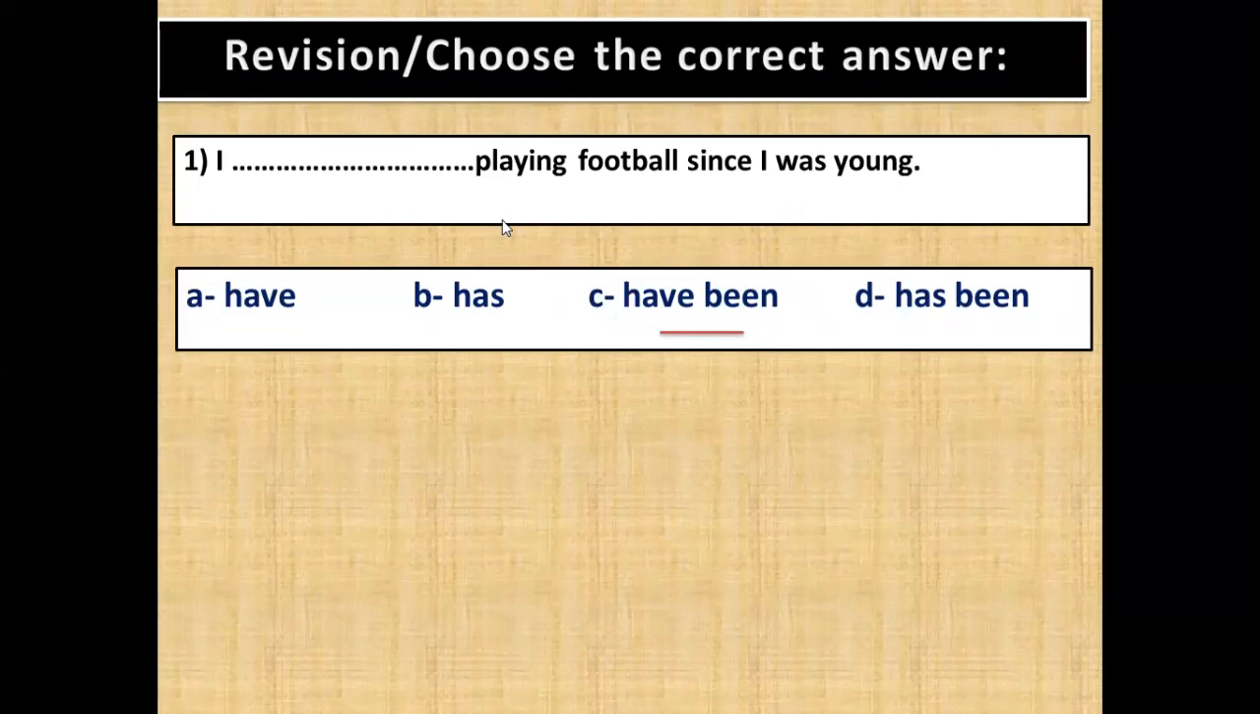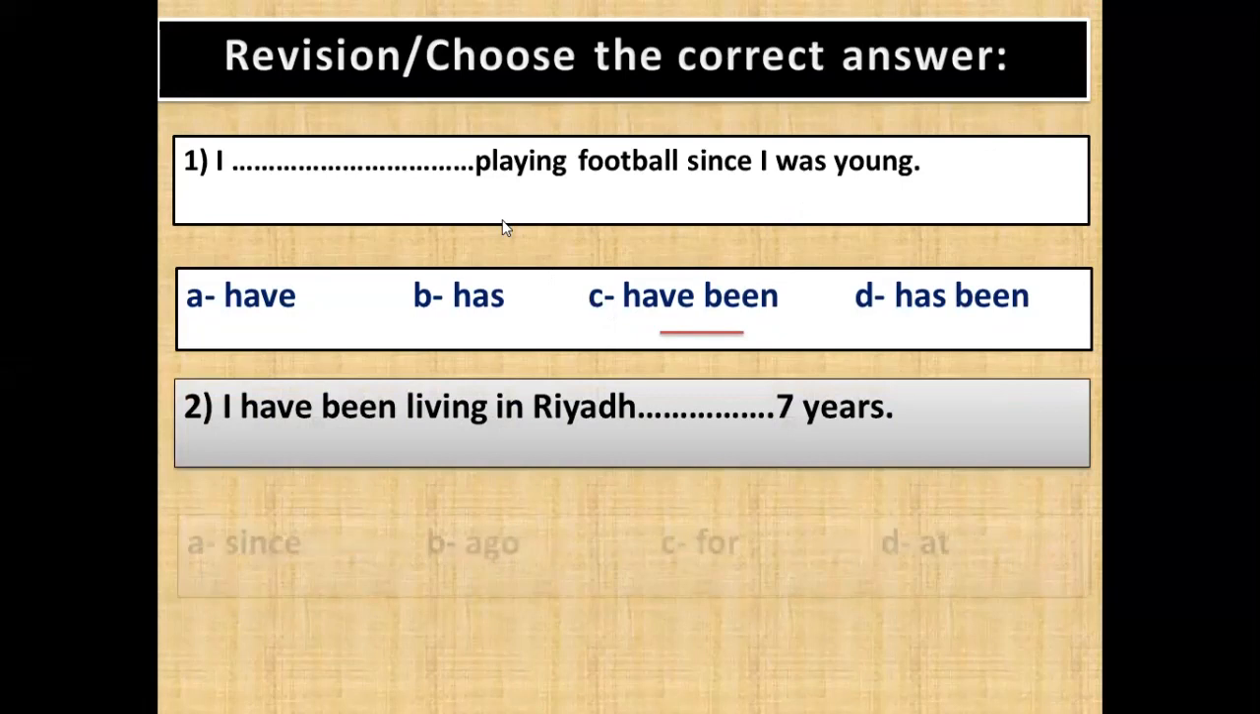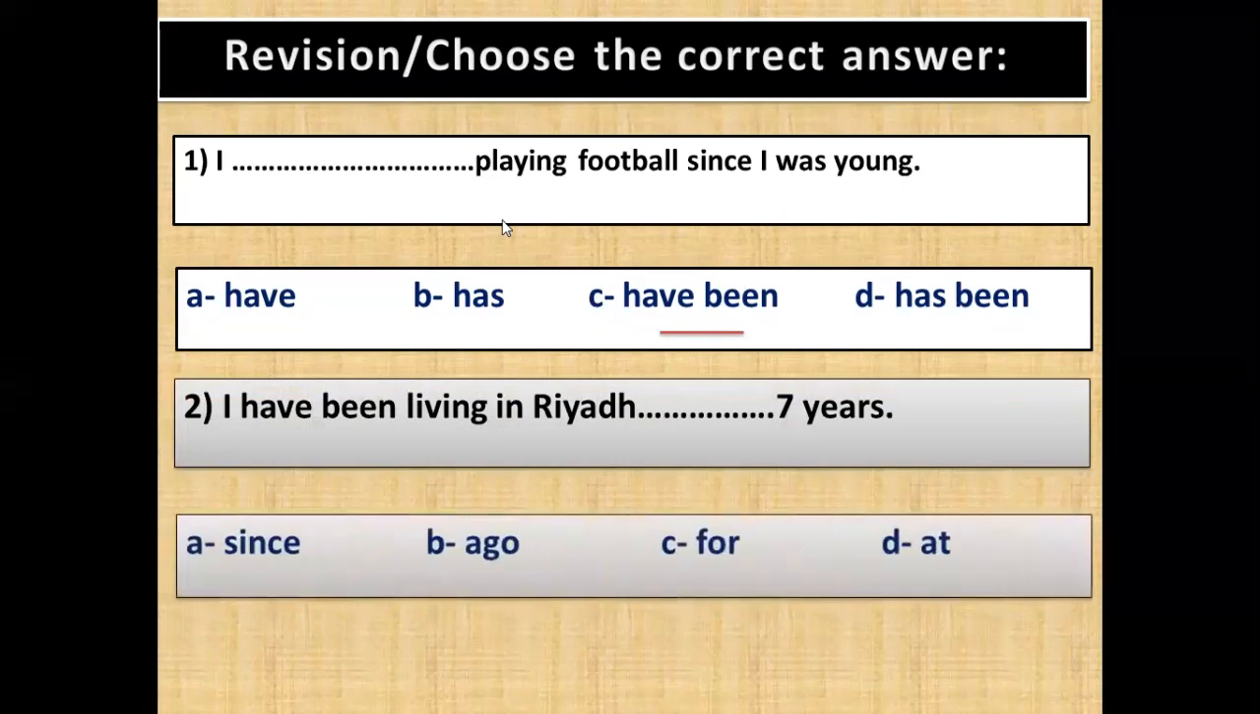Present perfect progressive. Number 2, I have been living in Riyadh space 7 years. Since, ago, for, at. It will be for because for is followed by the duration of the action. So let's move to our new lesson today.